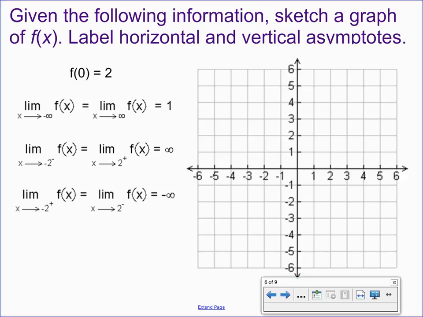Savannah? 2. Oh, what would the ordered pair be? If f of 0 equals 2, right, what can I plot on my graph? 0, 2, good, thank you. Let's go ahead and consider the limit of f of x as x approaches negative infinity.